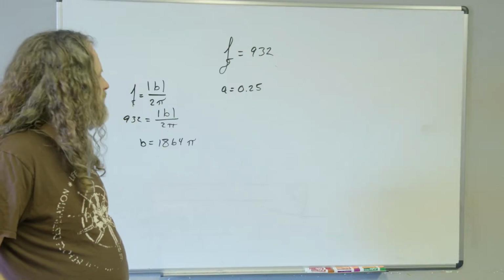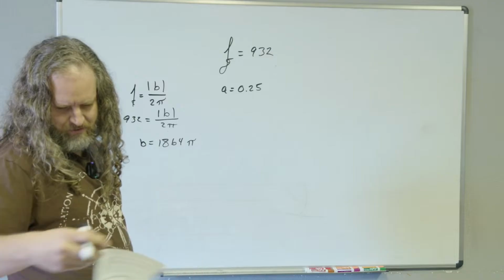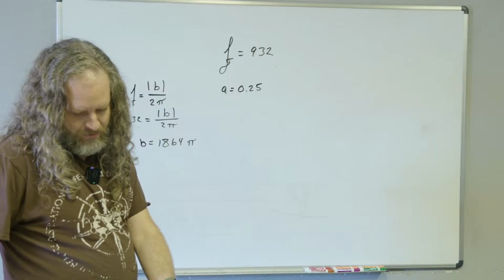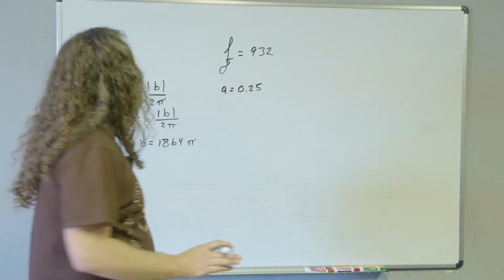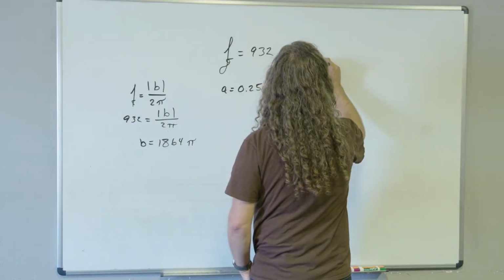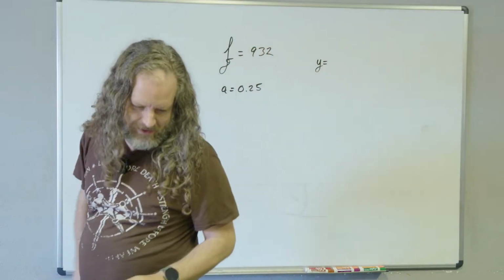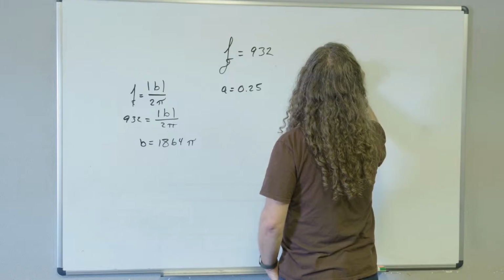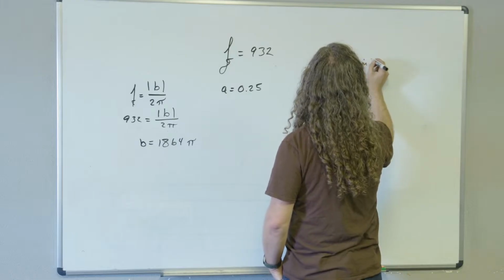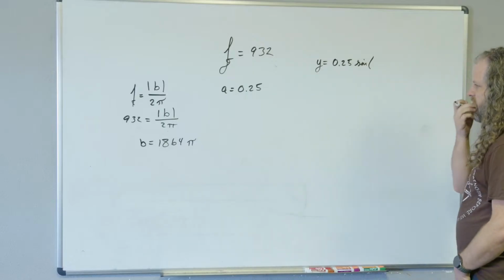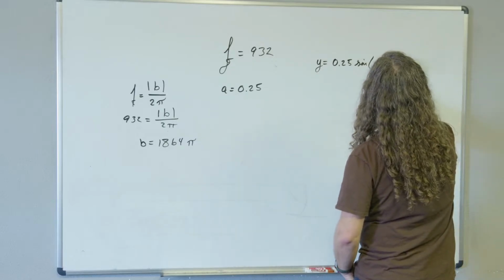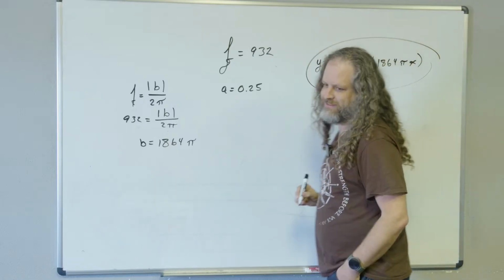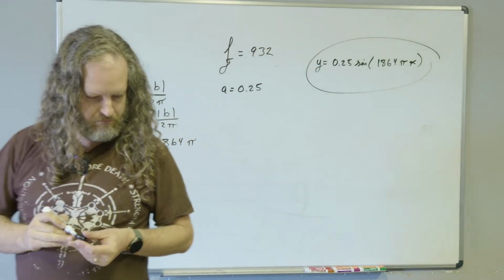Writing an equation. There's no phase shift, because we'd have to have more information, right? So y equals, what did it say, sine function? Y equals 0.25 times the sine of 1864 pi x. We were so in sync there. Great, we did it. Easy money.